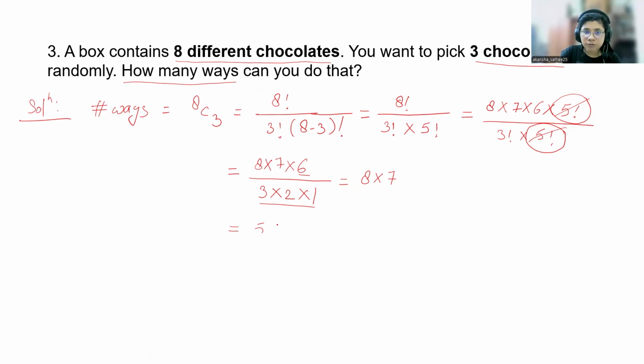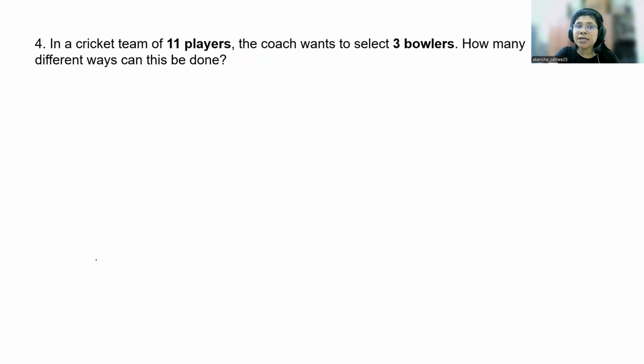That will give you 56. Is that fine? So in how many ways you can pick 3 chocolates out of 8 is in 56 ways. Simple. Next problem. In a cricket team of 11 players, the coach wants to select 3 bowlers. How many different ways can this be done?